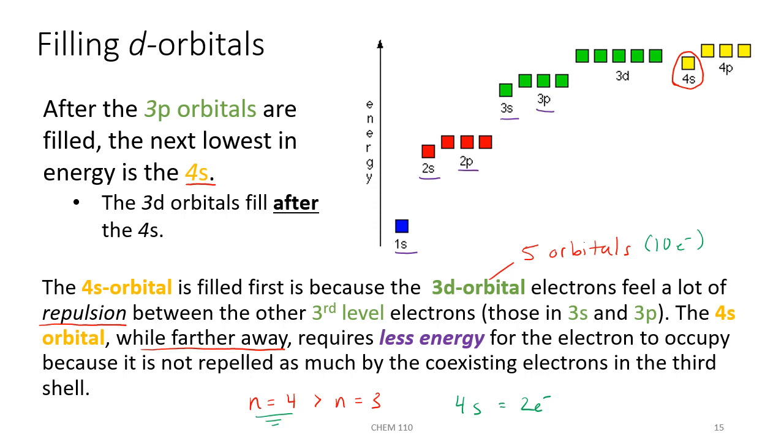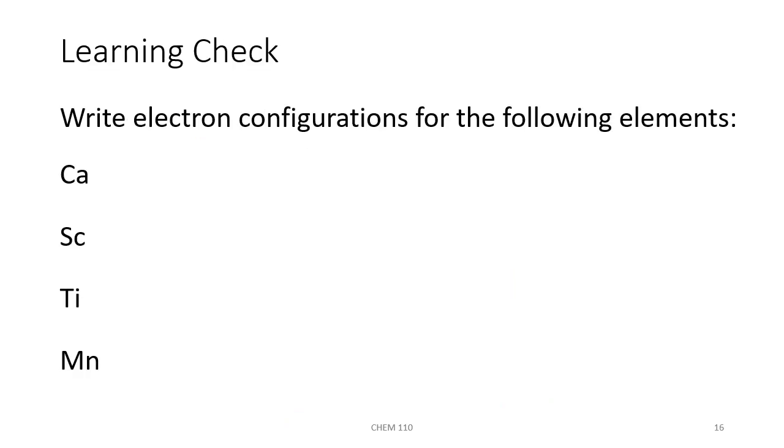So when we're doing our filling and we're following it in order, after the 3p, then we're going to fill electrons into the 4s. Only after the 4s is filled will the electrons actually go back and occupy those 5 3d orbitals. So using whatever method you like to determine the filling order of the orbitals, whether it's the periodic table or the diagonal rule or just looking at your energy diagram, for now let's write out the electron configurations for the following elements. And the first thing I like to do is look at what the atomic number of each of these elements is, so we know exactly how many electrons we have to place.